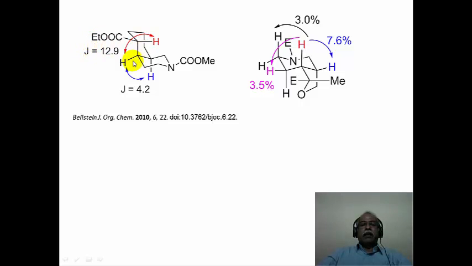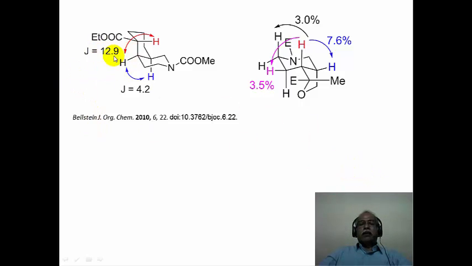This is essentially a trans-diaxial kind of coupling, so it is a large value of the coupling constant, whereas this is an axial-equatorial kind of hydrogen coupling, and that corresponds to about 4.2 Hertz, and this corresponds to about 13 Hertz or so. So based on that, the skeleton of this molecule is determined to be a cis-fused decalin system. Not decalin system, this is an aza-decalin system, for example, and the relative stereochemistry of these two hydrogens is also decided based on the coupling constant information.